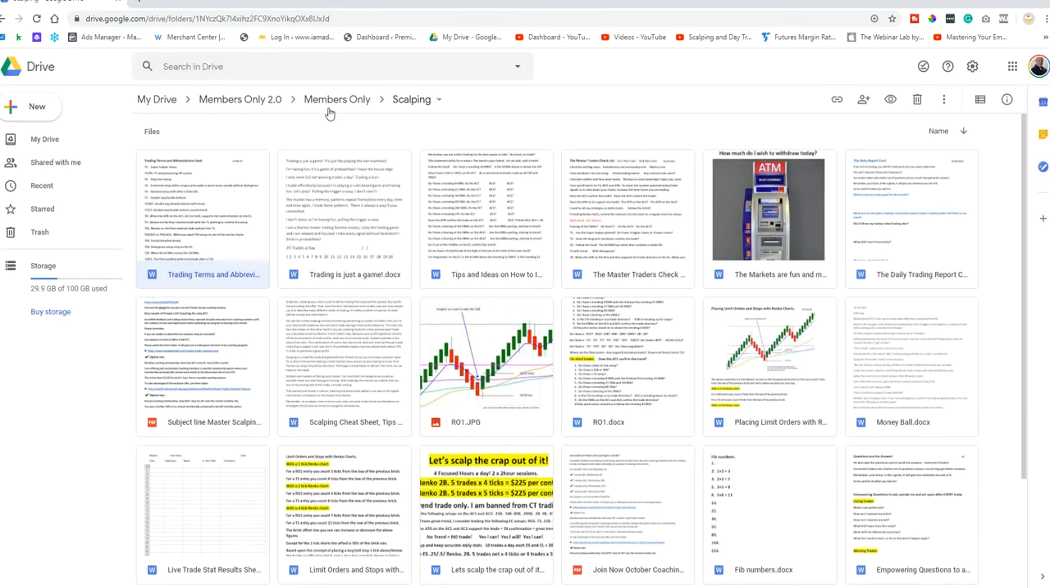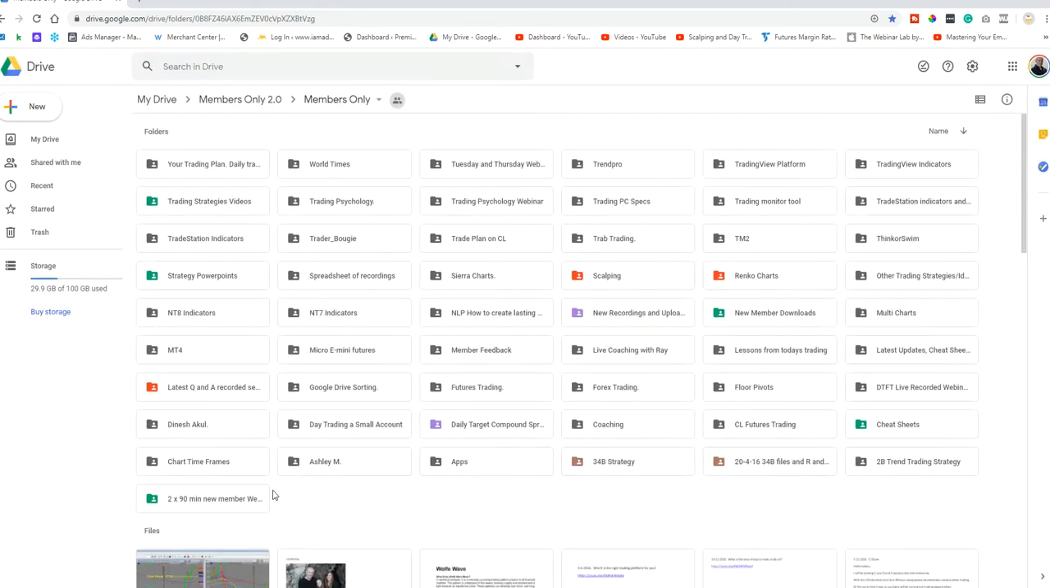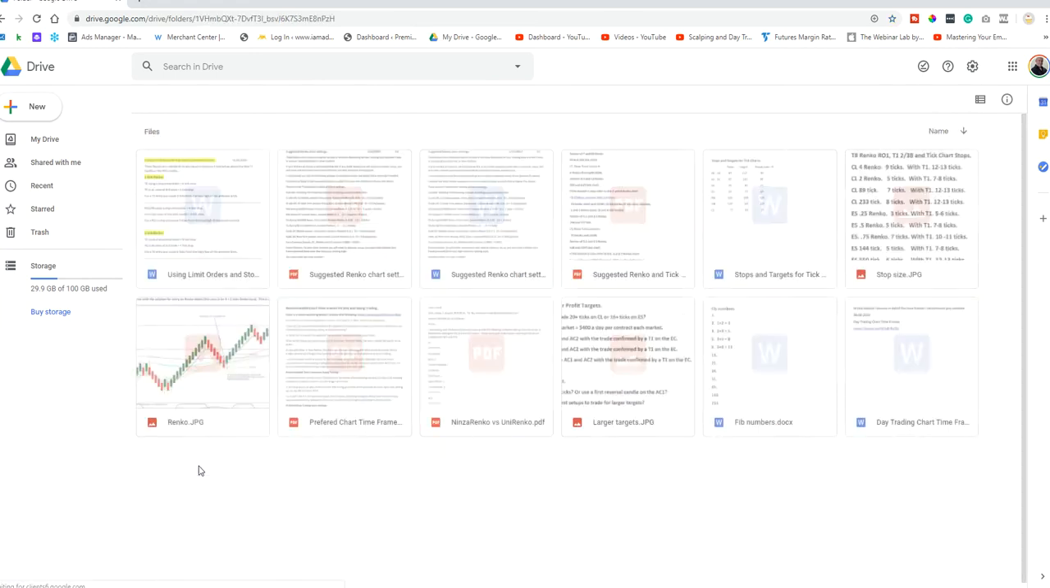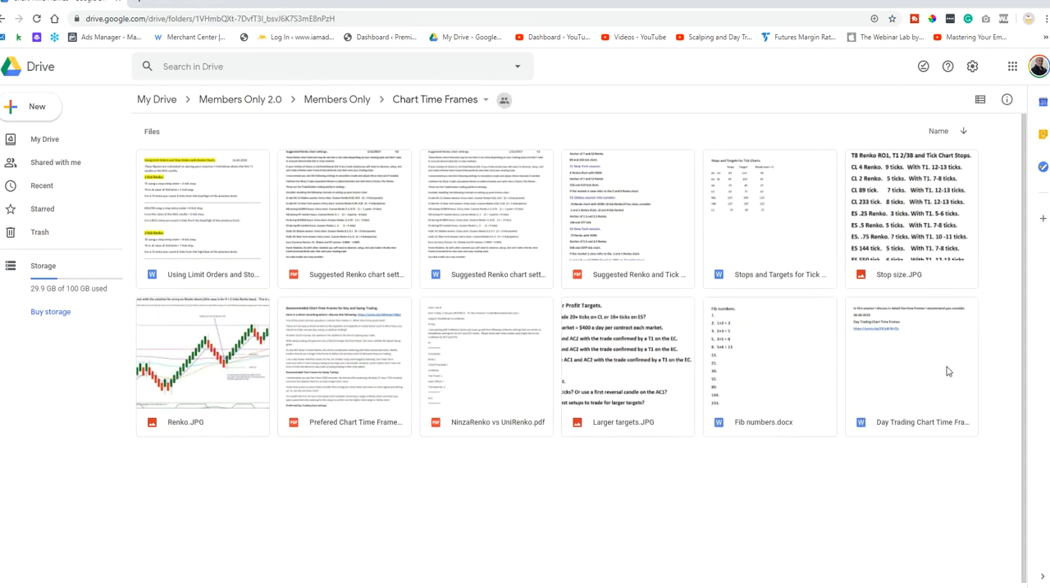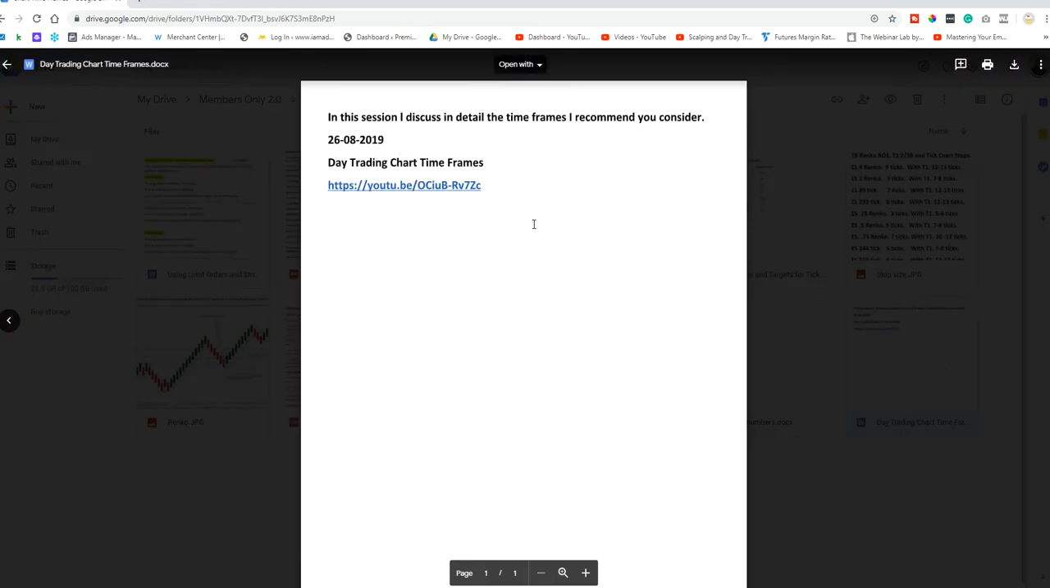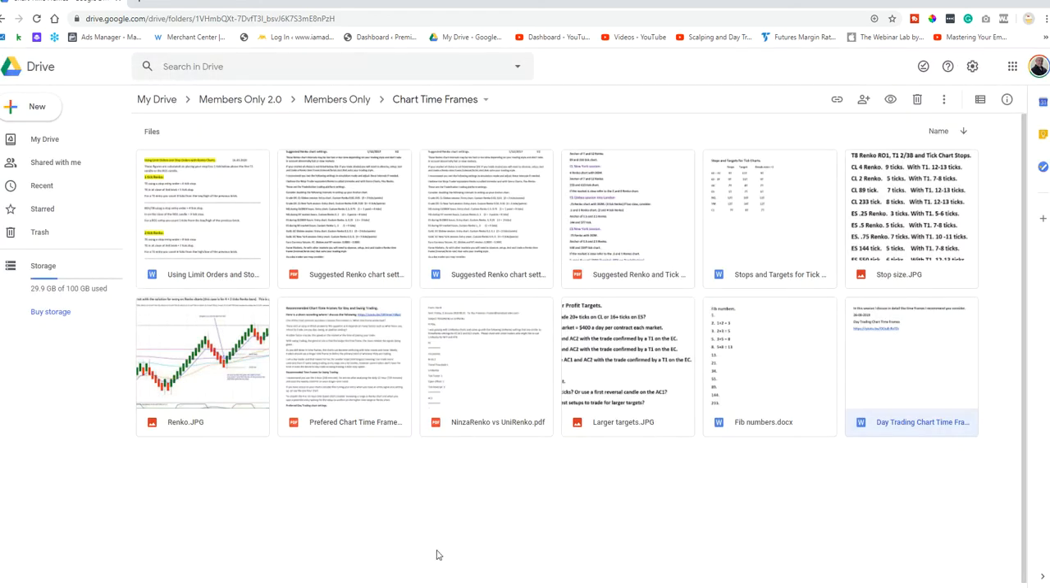Also, in reference to the time frames that we're going to be referring to, on my Google Drive there is a little folder called chart time frames, and within that there is a video where I discuss time frames that I recommend that you consider. Now in the end, the time frame has got to be tradable. So you want to pick a time frame that is tradable, because we're experiencing some incredibly fast markets at the moment with the coronavirus.